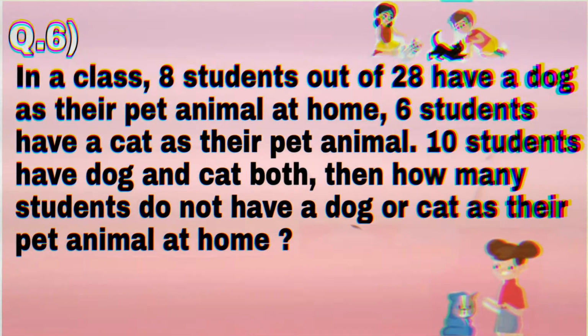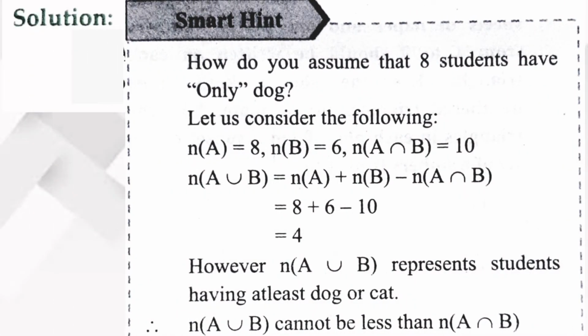So here we have to assume 8 students as the students who have only dog as their pet. Here you can see a smart hint. This explains how you assume that 8 students have only dog. Because if we do not consider it as only dog or only cat, then number of A will be 8 and number of B will be 6. So this will give our wrong answer because number of A union B कभी number of A और number of B से छोटा नहीं होता.